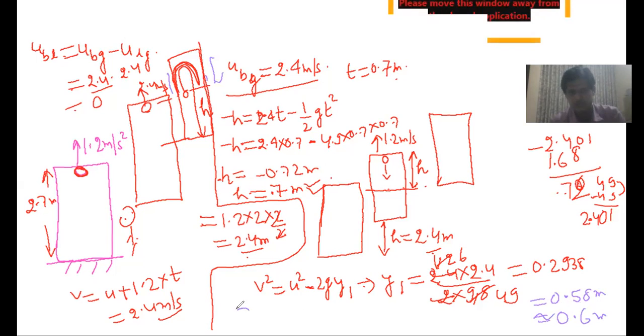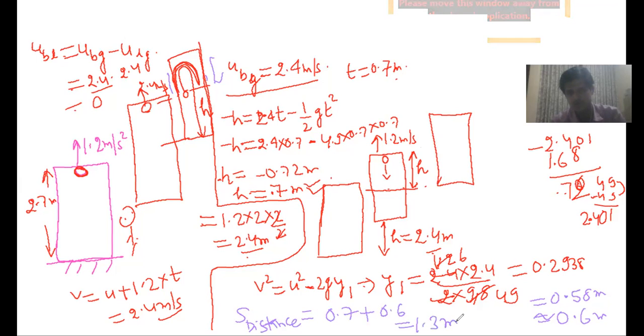So the required distance we got as the earlier displacement H, 0.7, plus 0.6. So I have got about 1.3 meter, and this is the answer to this final question. I hope you understand the concept, although my writing is not so good, you understand how to do these kinds of problems.